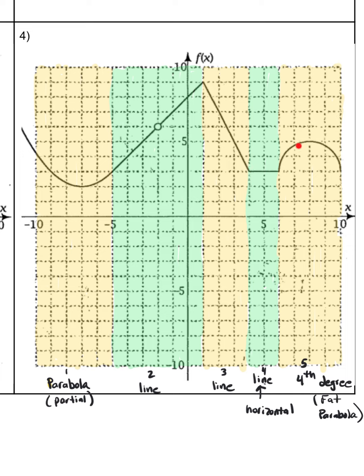And this part here is actually a fourth degree function, which is kind of like a fat parabola. So we're just going to tell you that ahead of time. This is a fourth degree. All right, so moving left to right, this section from -10 to -5 is a parabola. That's degree 2. So our derivative graph will be degree 1. It will be a line right here.